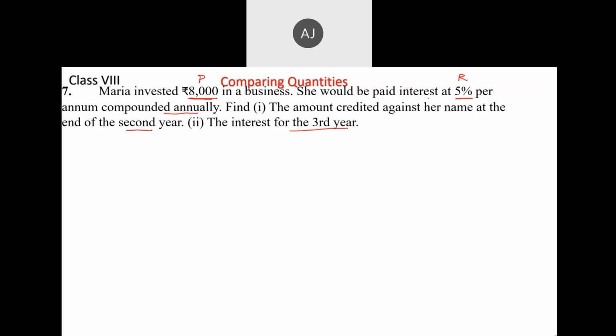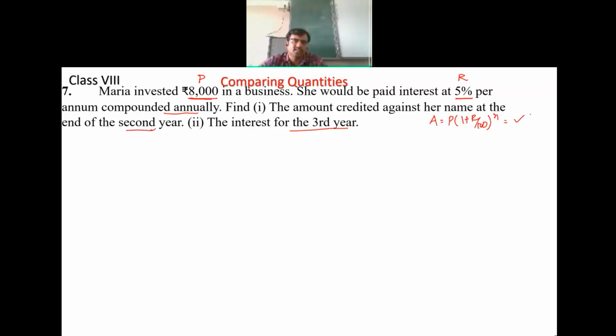We use the formula A is equal to P into 1 plus R by 100 to the power n. Here n should be taken as 2 because at the end of second year, 2 is taken, R is taken as 5, P is taken as 8,000. We get the amount. First part is done. How do we do the second part?